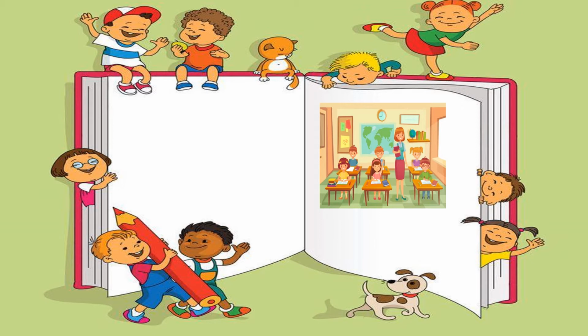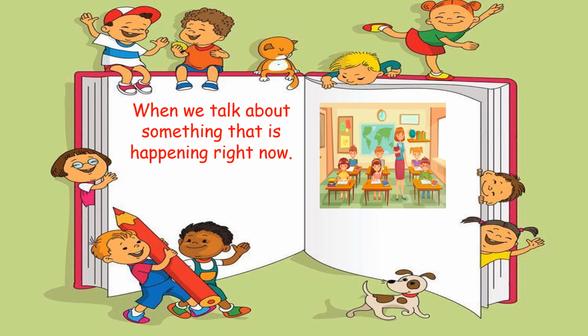Now, we use the present continuous when we talk about something that is happening right now. Like here, what can you see in the picture? What are they doing? Now we are studying. So we use the present continuous to talk about an action that is happening now or around now.